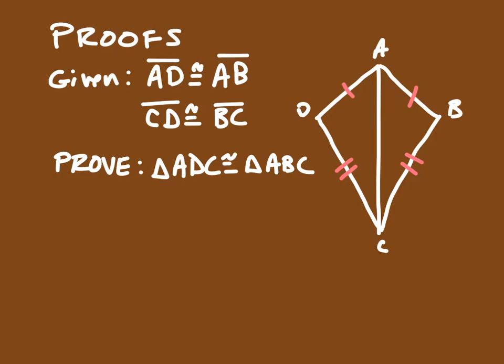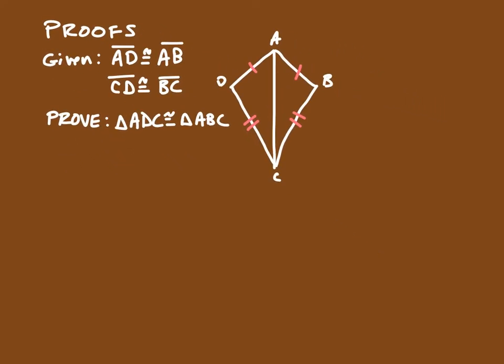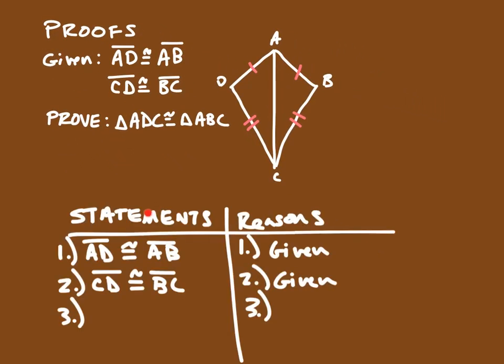And what we want to do is prove that triangle ADC, this triangle here on the left, is congruent to this triangle here on the right. All right, so let's look at our statements and our reasons. All right, so I wrote out my T-chart, and I wrote out statements on the left side, reasons on the right, and I wrote out my two given statements.